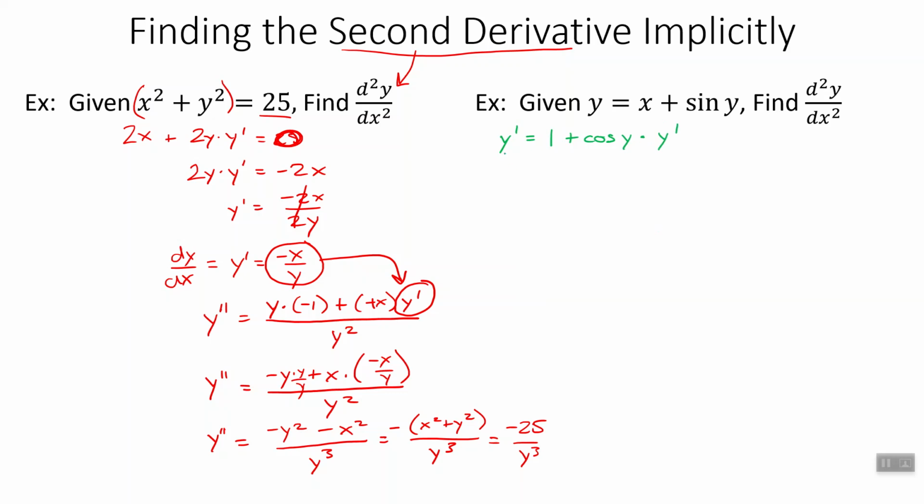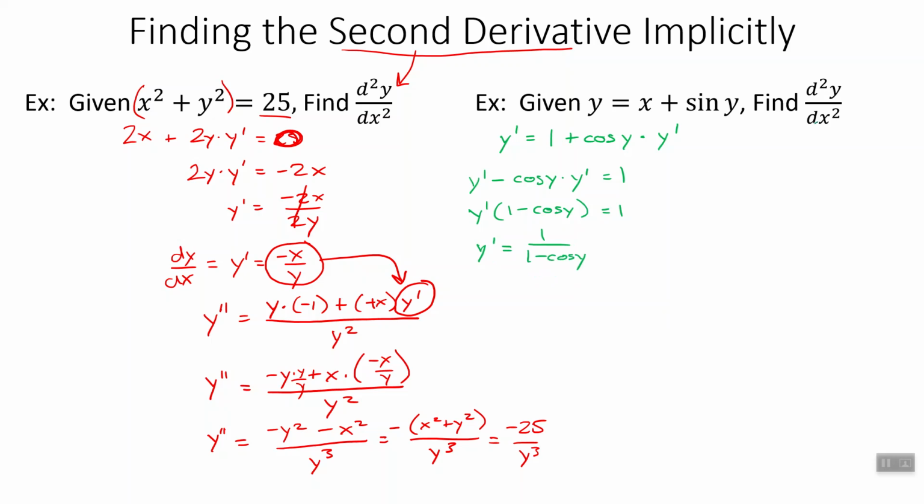So we subtract this guy over. We want to get all of our y primes together. Or we can subtract this guy over and then subtract that guy over. But it's probably easier just to move this one. So if we do that, we get y prime minus cosine of y times y prime equals 1. Now this is not inside the cosine. This is outside the cosine. So we get y prime times 1 minus cosine of y equals 1. Go ahead and divide by that. We get y prime equals 1 over 1 minus cosine of y. So there's our first derivative.